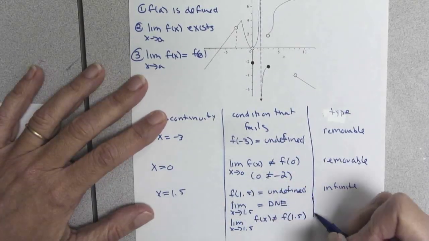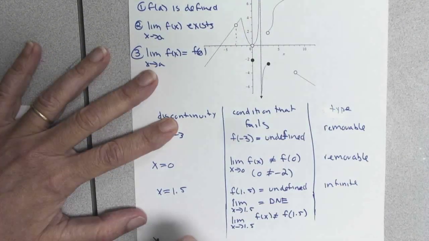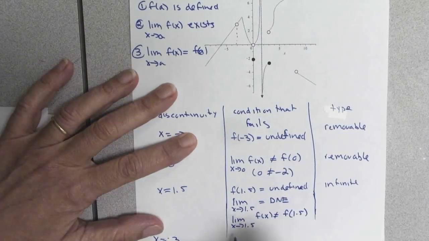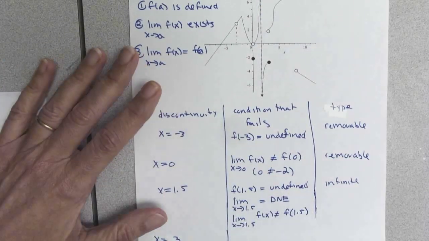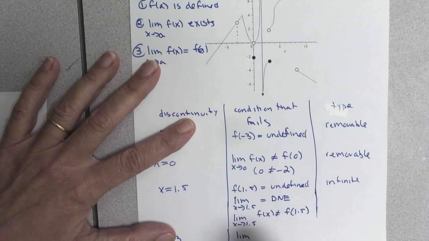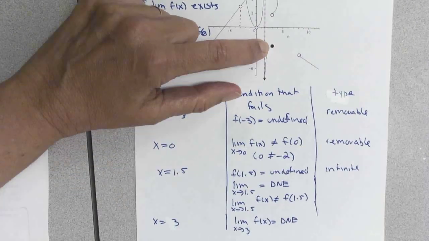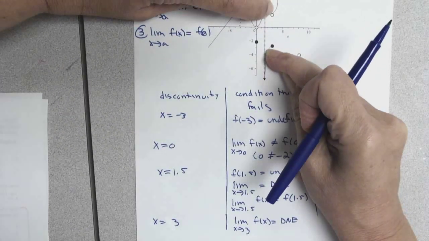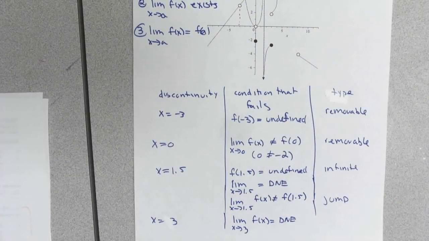Going off to the next one, we've got x equal 3, it looks like. What we've got going on here is that there's not a limit. The limit as x goes to 3 of f of x does not exist. We do have a functional value because there's a closed circle, but no limit. As I trace both sides with my fingers, they aren't going to come close to meeting, so no limit. And this is called a jump discontinuity.